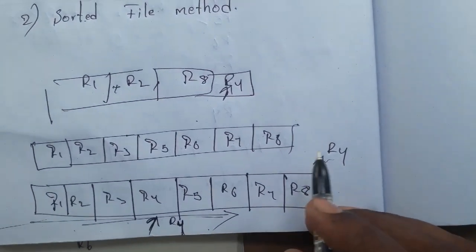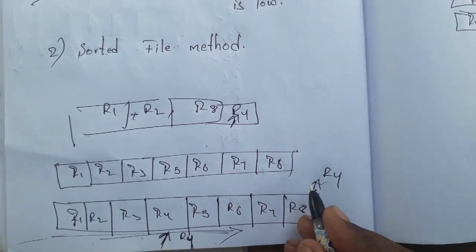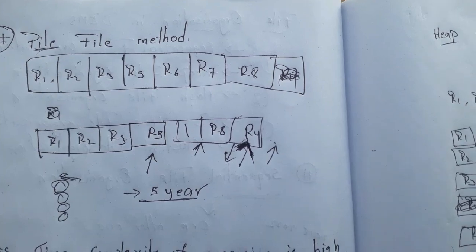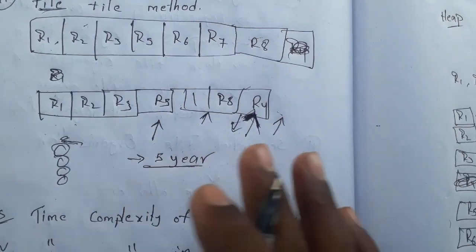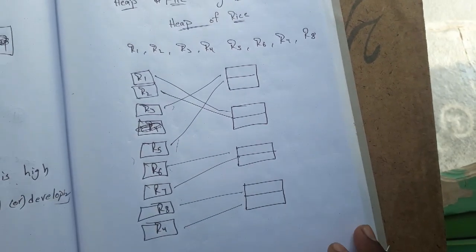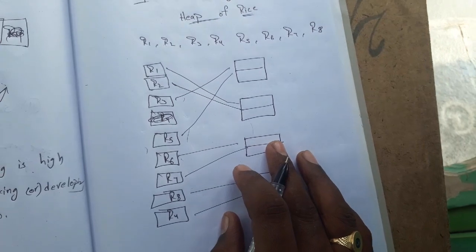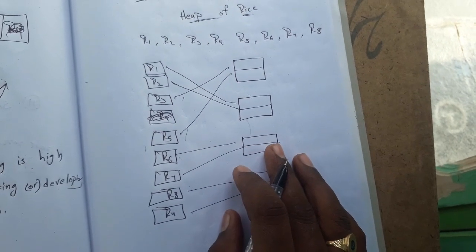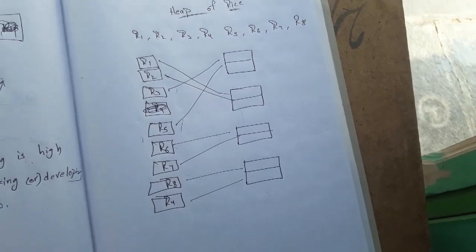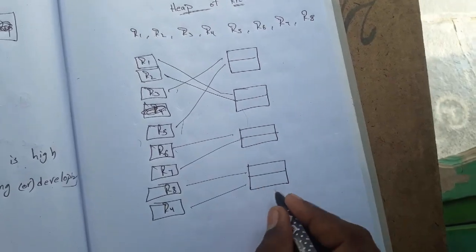In case of sorted order, it is stored by customer recruitment. The newly entered model is not based on the customer recruitment; it is based on the newly entering model. In case of the heap file method, it can be stored anywhere in the data block, but it's the responsibility of the DBMS to access the particular record whenever a user requests it.